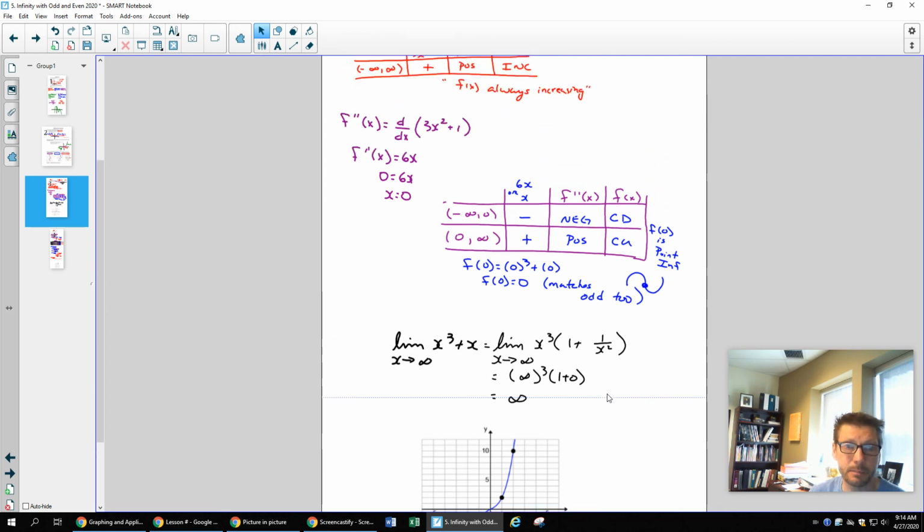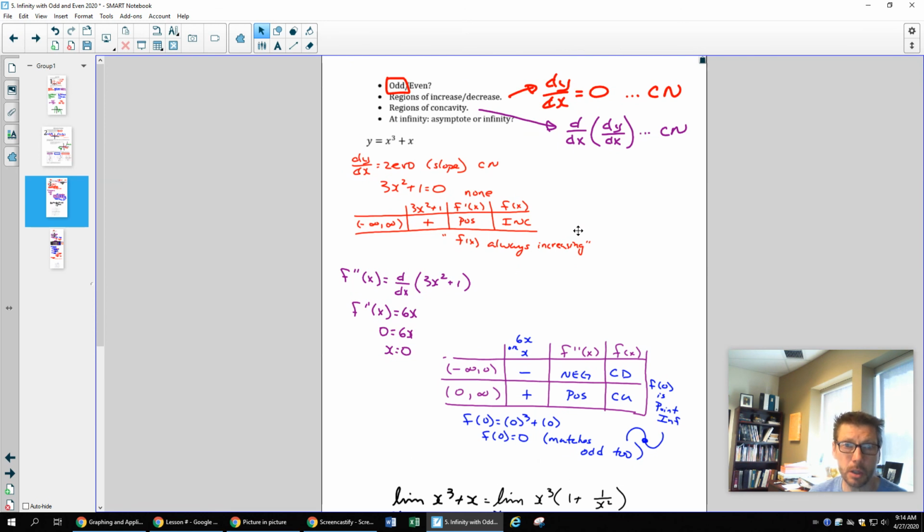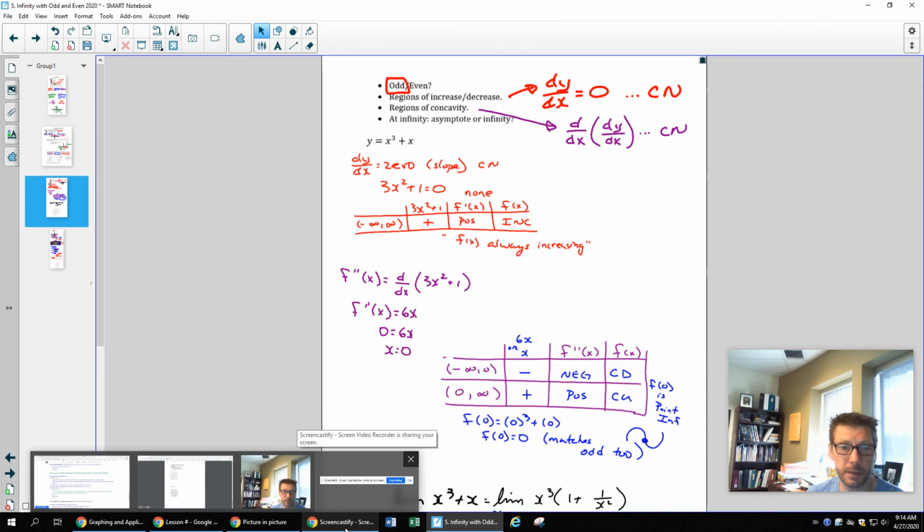So that's example number 1A. That's using all of our properties right from the start of the chapter, talking about slopes, talking about derivatives, and then talking about odd, even, and asymptotes. We'll do another example with B right away.